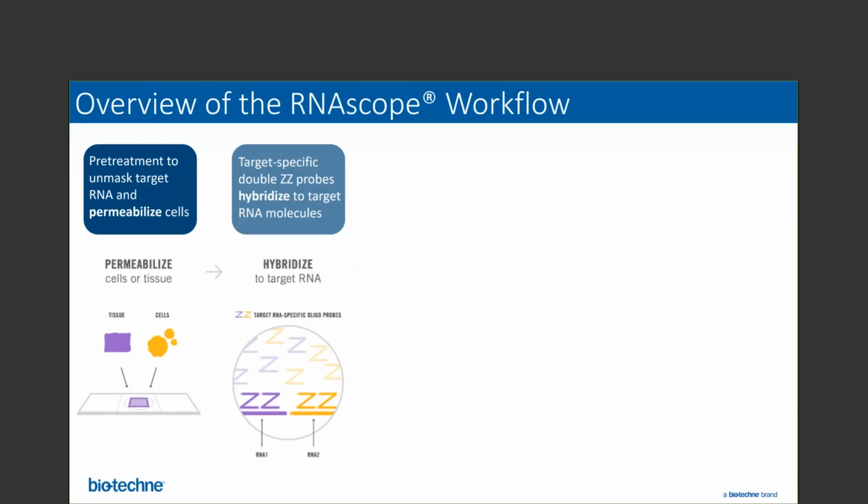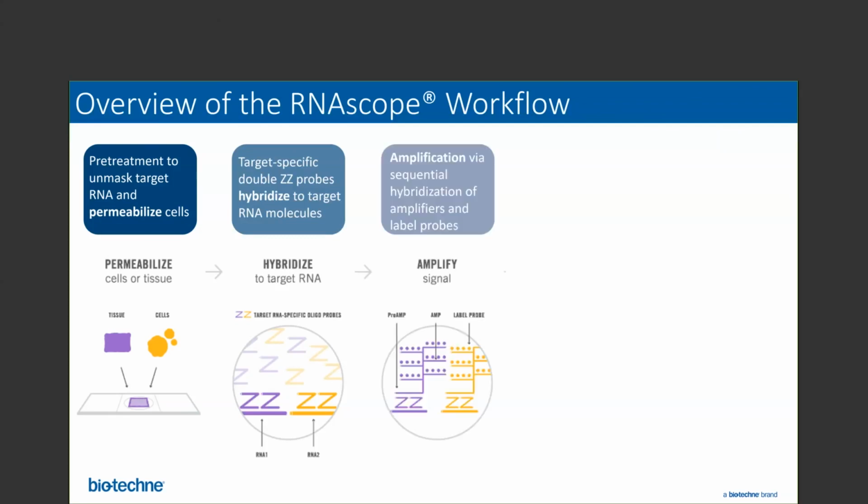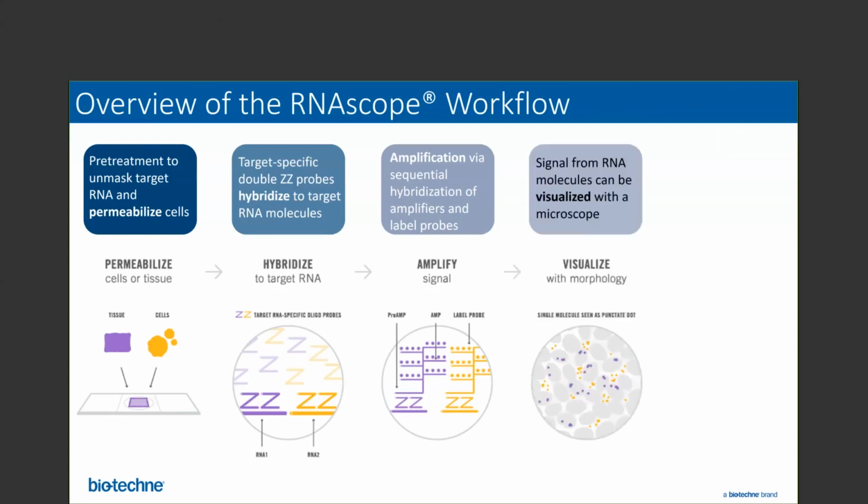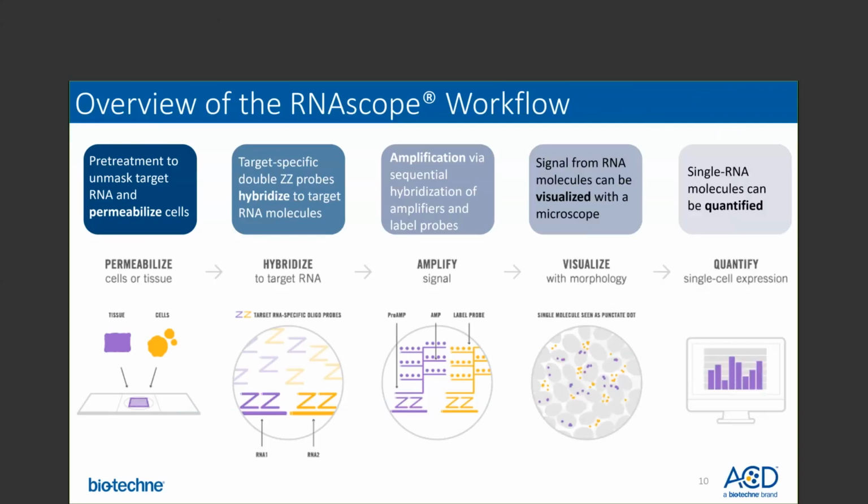The target probe is a pool of oligos that are designed using our established bioinformatics algorithm, which allows for target specificity. Once probes hybridize to target RNA, a series of amplification cascade steps can then amplify the signal by building an amplification tree. And RNA molecules can then be visualized under the microscope as punctate dots. The signal can also be quantified either semi-quantitatively or quantitatively using image analysis software.